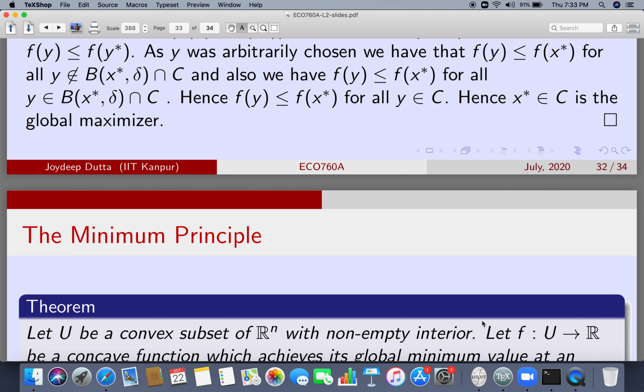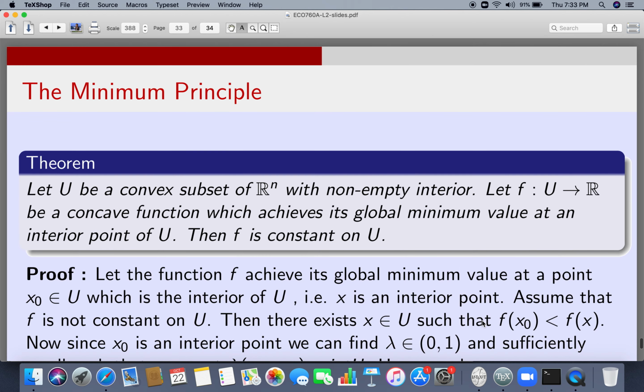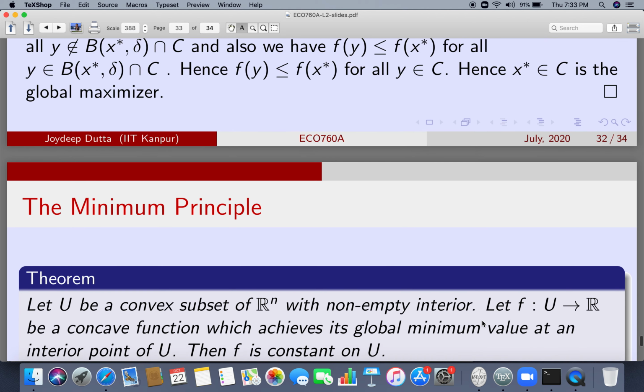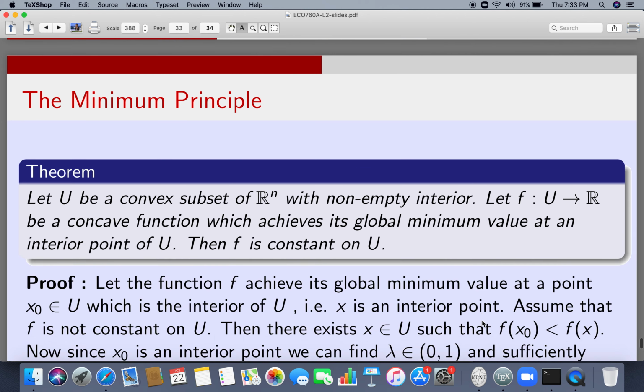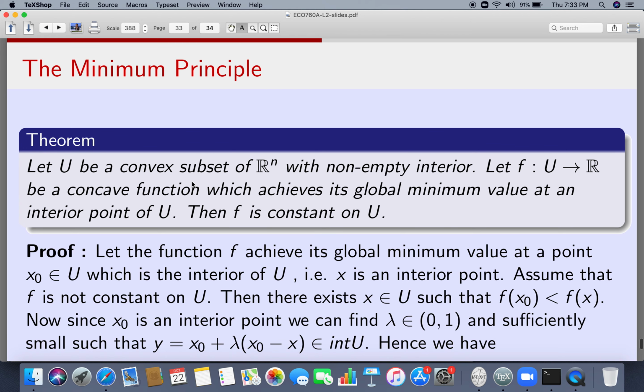Rhyming it with complex analysis, Tucker told him, let us call it convex analysis, and the name stuck on. And this is called the minimum principle. The minimum principle means: what is the behavior of a global minimum of a concave function. A concave function may have a global minimum. A local minimum may not be global, but it may have a global minimum. It says that if U is a convex subset of R^n with a non-empty interior, and there are interior points, non-empty interior means there are interior points.